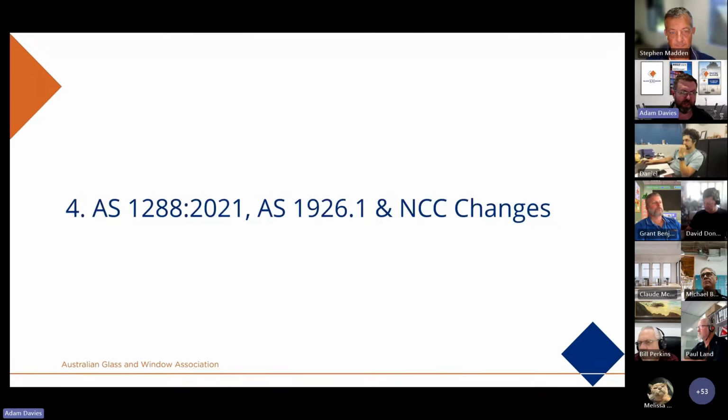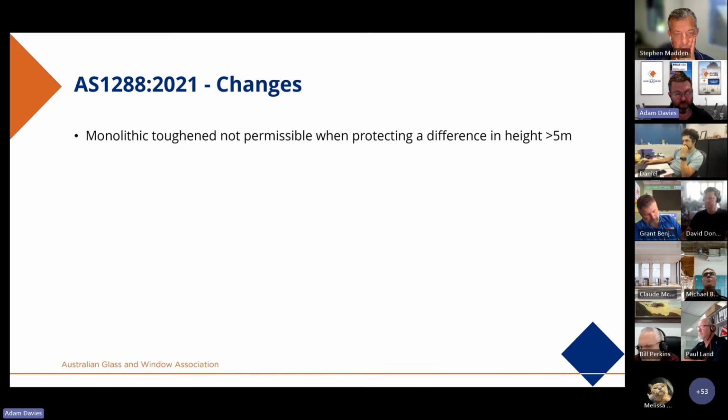But let's talk specifically about the recent changes made in 1288 and also some pending changes that we hope will be published very shortly in regard to 1926, which is the pool fencing standard. We'll also discuss a very specific change that was made in NCC 22 relating to barriers. Let's talk about the changes, the major changes within 2021.